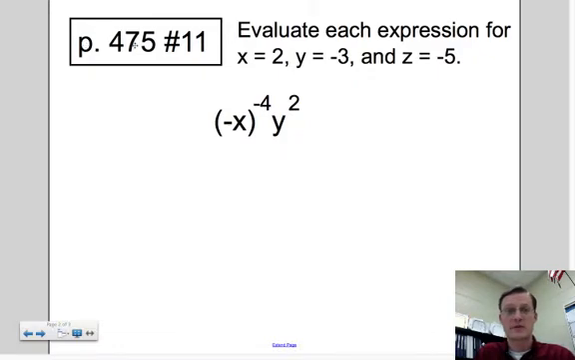So we're going to go ahead, this is from page 475, number 11. We're going to evaluate the expression when x is 2, y is negative 3, and z is negative 5. Well, the first thing I'm going to do is go through and do the Chuck Norris thing. I'm going to try to simplify this down before I get started. Now, with the Chuck Norris, I'm going to make this into a two-story house.